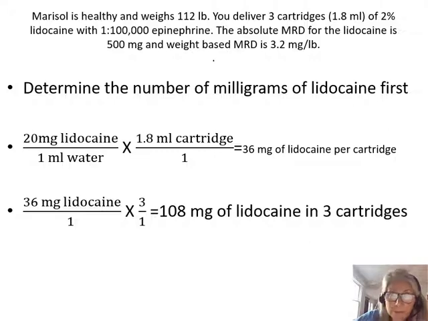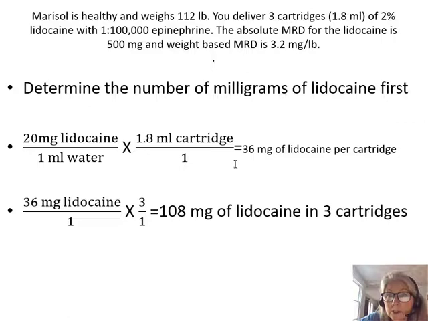Now we've got the maximum recommended dose. Now we actually have to figure out how much we've delivered. Back to the equation. We're going to determine the number of milligrams of lidocaine first. The 2% means 20 milligrams of lidocaine over a milliliter of water, multiplied by the amount in the cartridge, which is 1.8. We can see it up here in milliliters. 36 milligrams of lidocaine per cartridge.